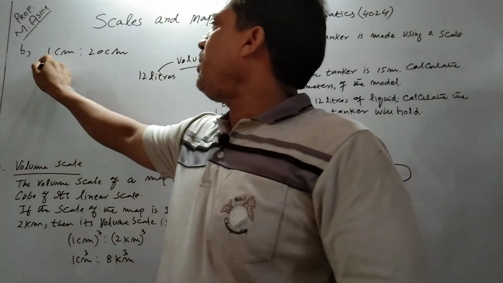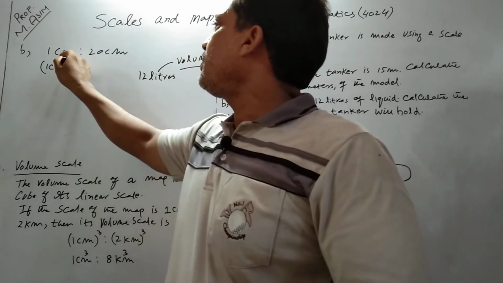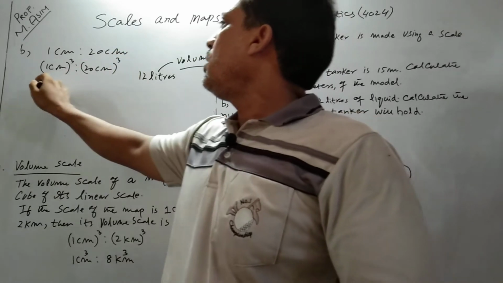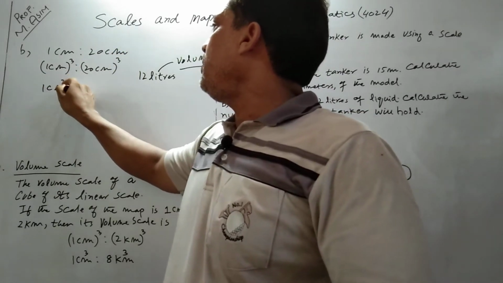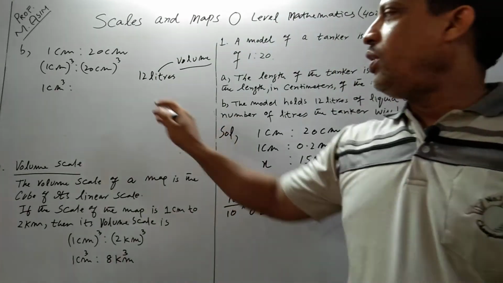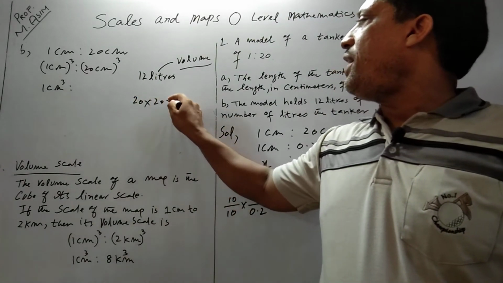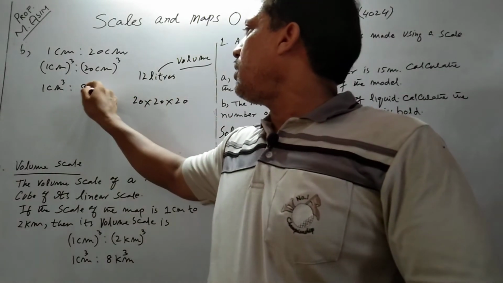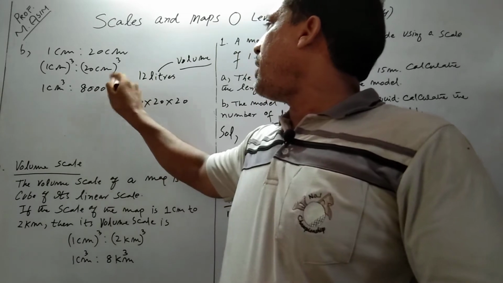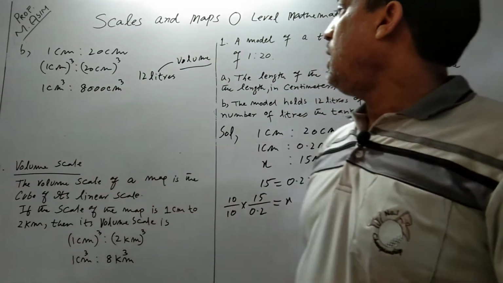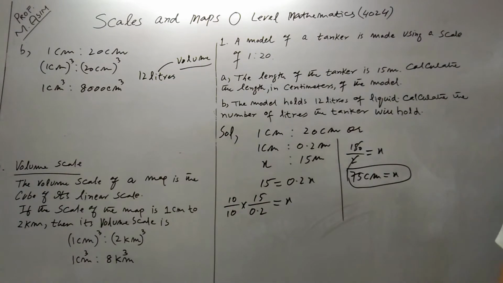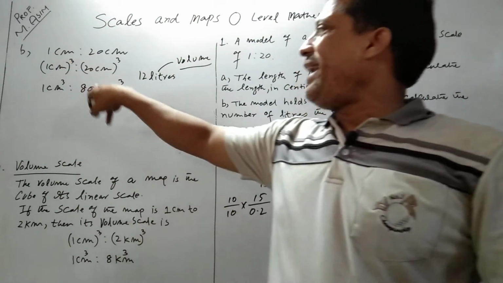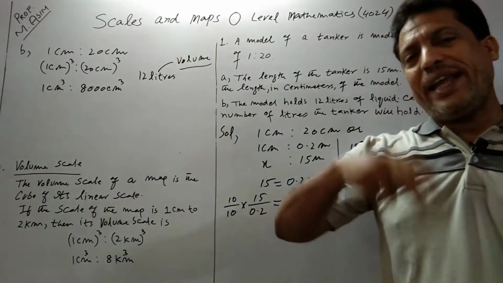So 1 centimeter cubed, 20 centimeter cubed. 20 cubed means 20 by 20 by 20. 20 times 20 is 400, 400 times 20 is 8,000 centimeter cubed. Now, the model holds 12 liters. This represents 1 centimeter cubed on the model and 8,000 centimeter cubed on its actual value.